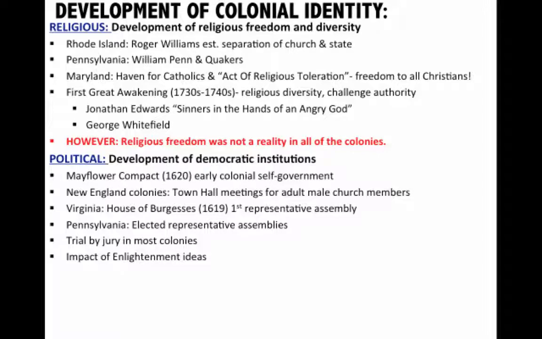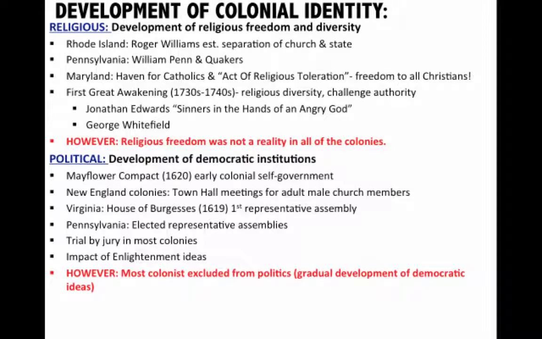As ideas from John Locke and Rousseau are coming over to the colonies, this idea of natural rights and other things are taking root. However, most colonists are excluded from politics. This is the gradual development of democratic ideas. So very often, white males without property are excluded. Obviously, and unfortunately, African Americans are excluded, women, Native Americans, so understand the development of democratic institutions.